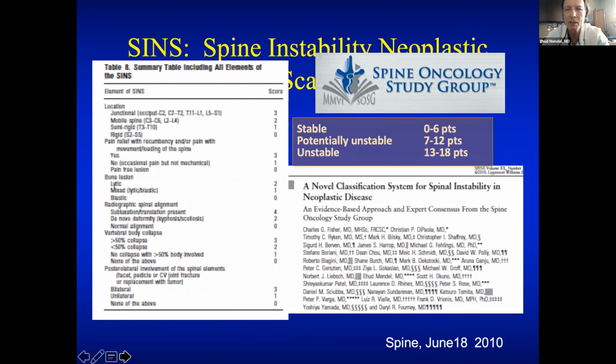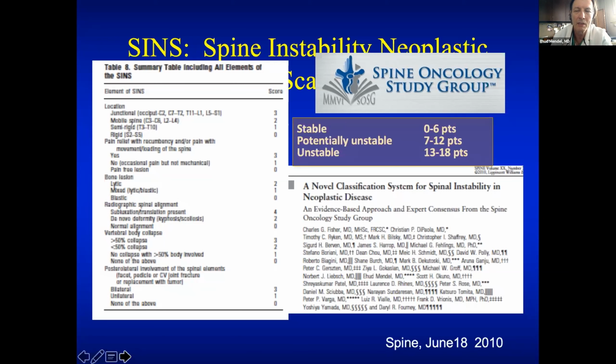The other points that patients get is how much of the vertebra is being broken. So if there's more than 50% collapse, it's 3 points. If it's less than 50%, then it's 2 points. And then we get down to the bottom, which is whether there is a posterolateral involvement of the spine elements, whether the facets, the pedicles, which are critical in spinal instability, are involved. And if there is tumor that involves both facets, both pedicles, then bilateral involvement gets 3 points, unilateral gets 1 point, and none gets 0 points.